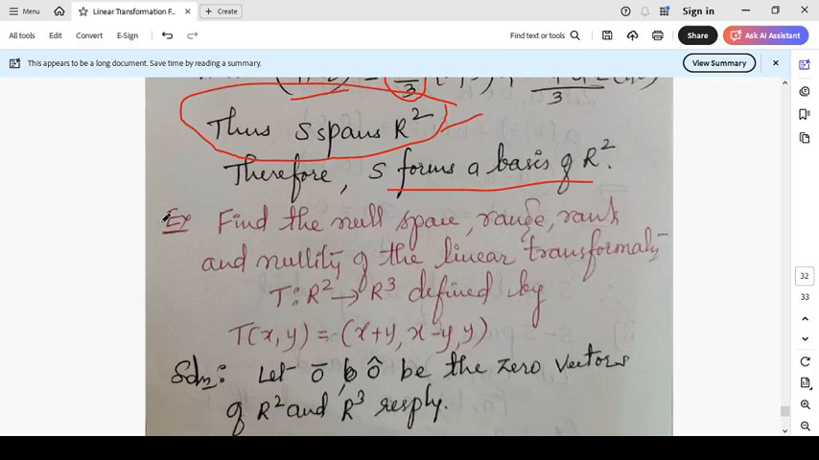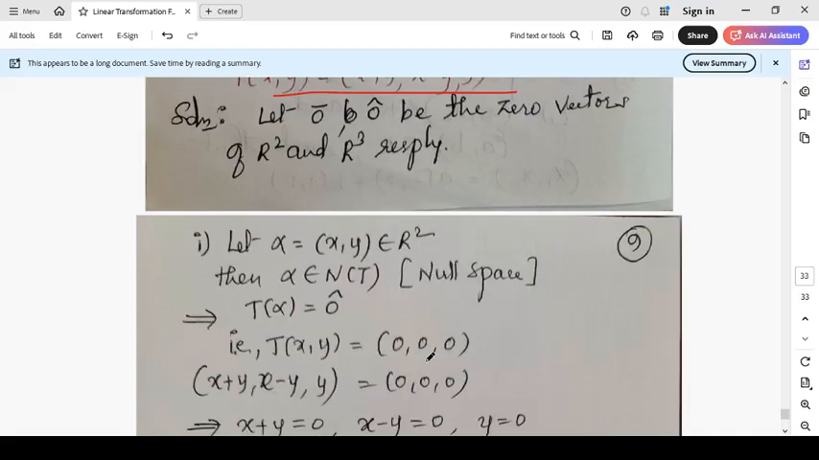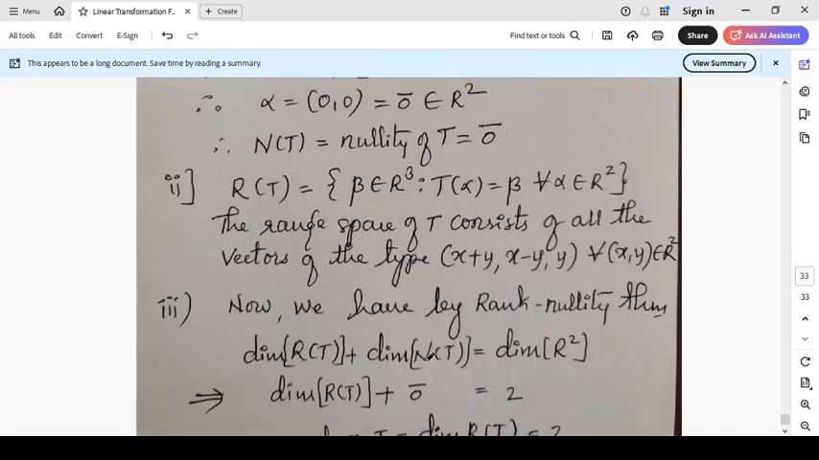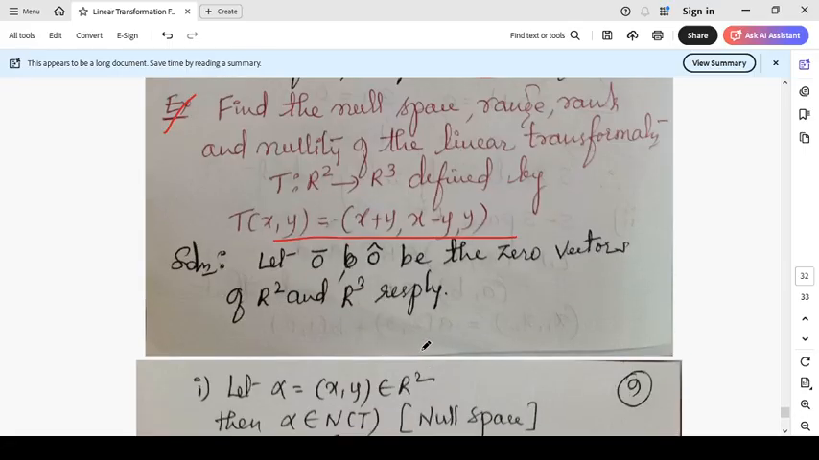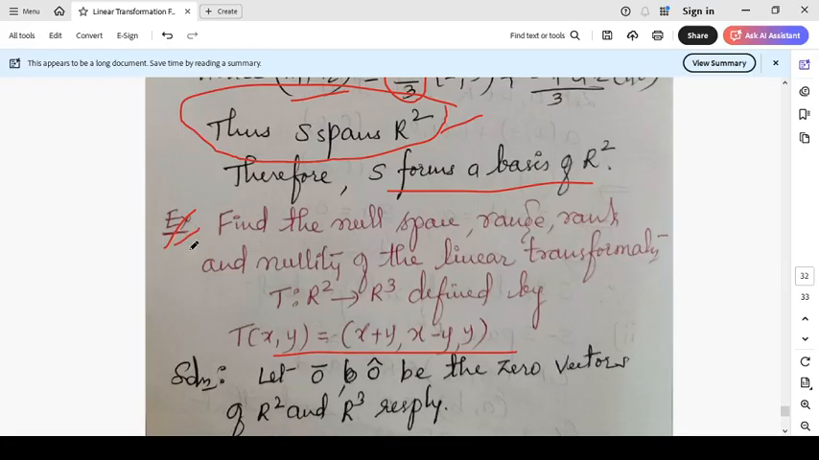So the third example, if you observe: find the null space, range, rank and nullity of the linear transformation defined by this one. Again, you need to take a standard basis and simplify this one. It is very simple, so I will not go through this example.